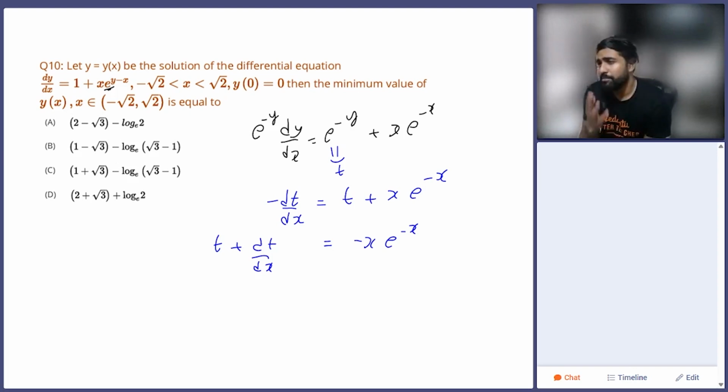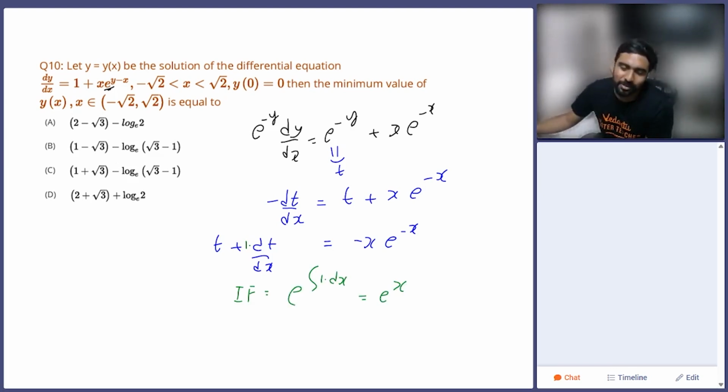So yes, I have the format y plus p into dy by dx equal to q. So p is equal to 1. So what is the integrating factor? I can say that's e power integral 1 into dx, that is e power x. So in the solution, it will be t into e power x is equal to integral q, which is minus x into e power minus x into the integrating factor e power x, plus c.